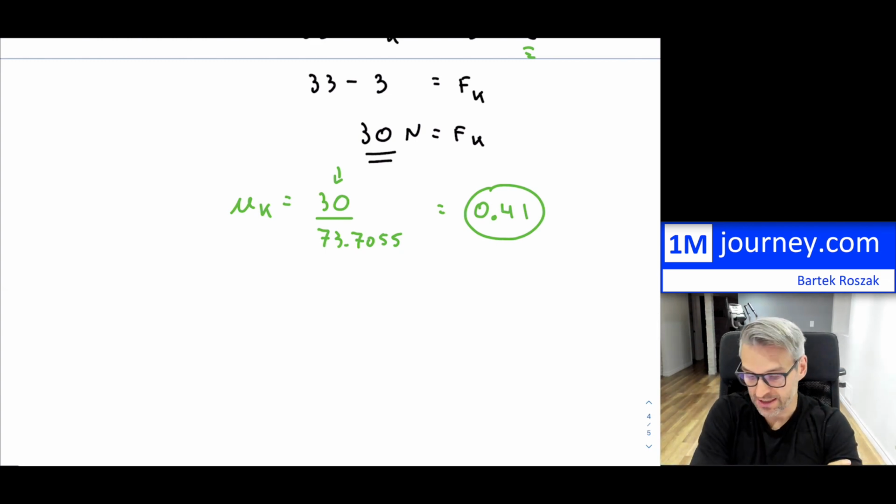This example is actually a really good one for static and kinetic friction, understanding how to find them, and how to calculate them from some given pieces of information.